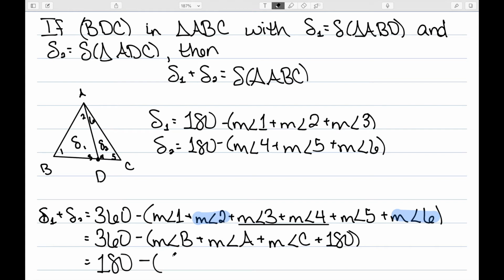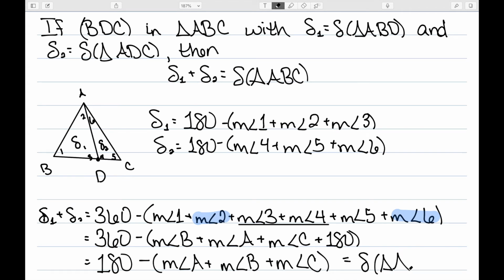Simplifying this gives me 180 minus the measure of angle A plus angle B plus angle C, which will be the defect of triangle ABC. So we have that defects are additive.